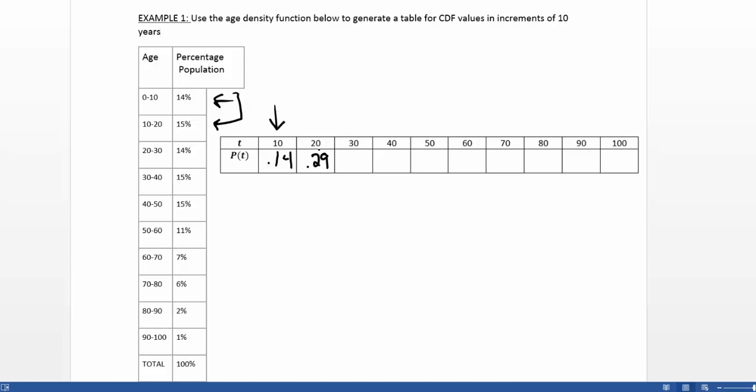Now we want to keep going. So at 30, we need to add up all the populations from 0 to 30. So if we add those all up, we're going to get 0.43.